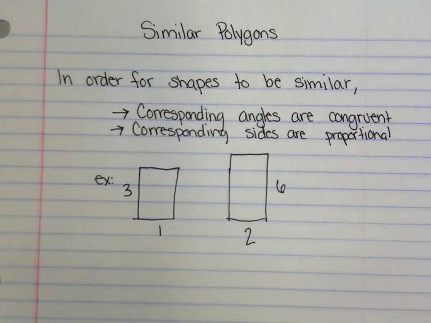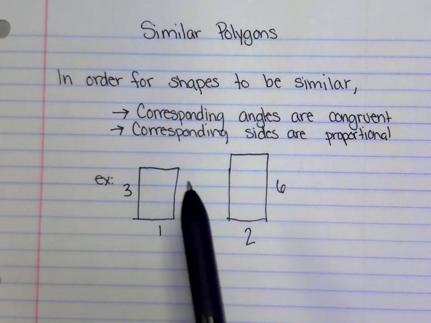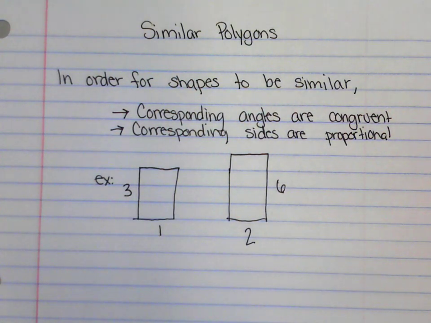So here's an example of similar polygons. The first thing, their angles are congruent. Well, they're both rectangles, and rectangles have to have 90-degree angles. So you know all the angles are going to be the same. And corresponding sides are proportional.